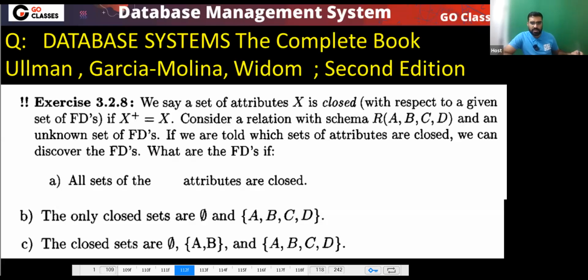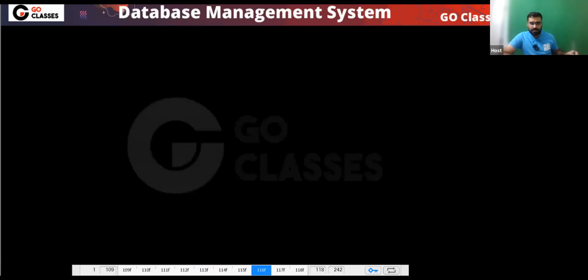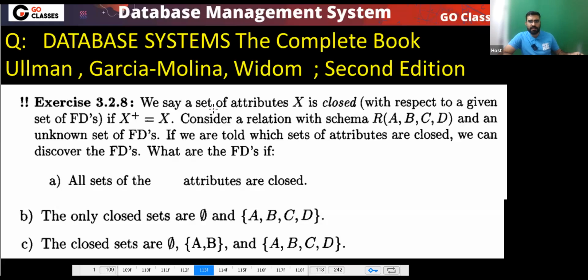This is a very nice question. Read this question carefully and let's solve it. The question is saying that we say a set of attributes is closed. A new definition is given to you: we say that a set of attributes X is closed if X plus is equal to X.